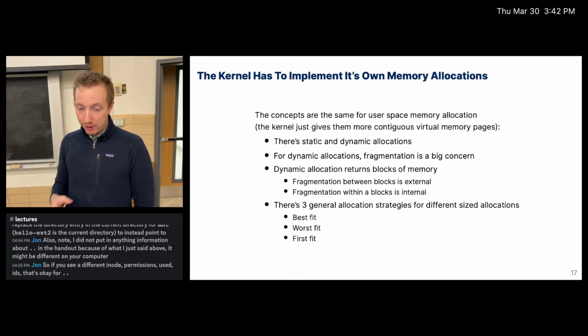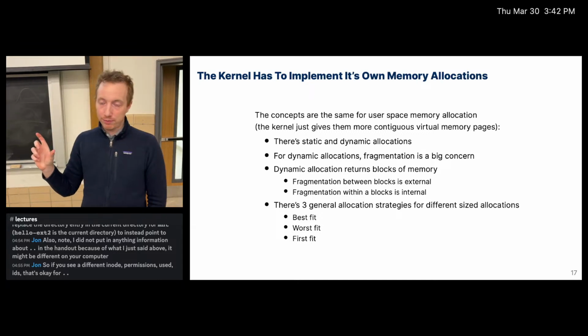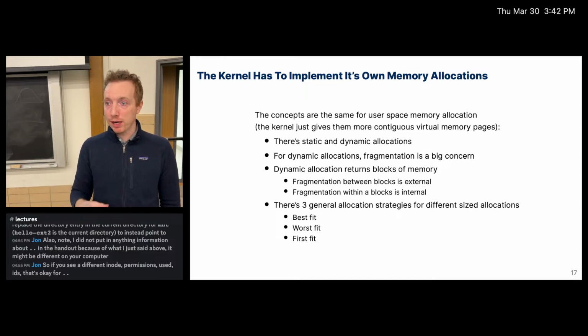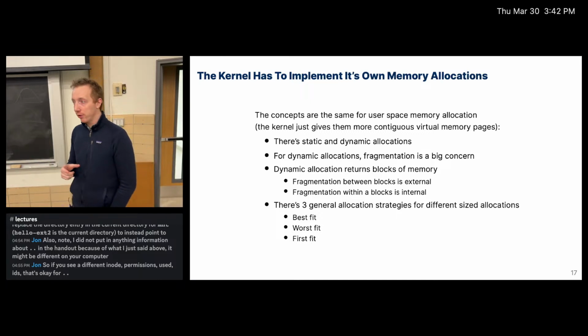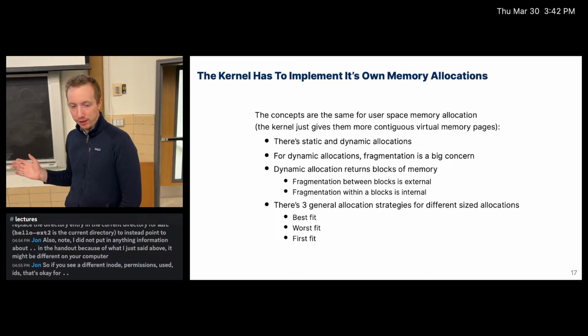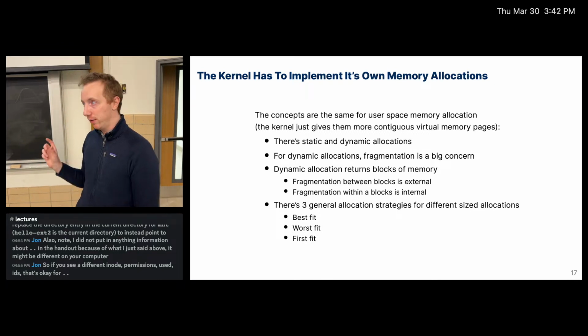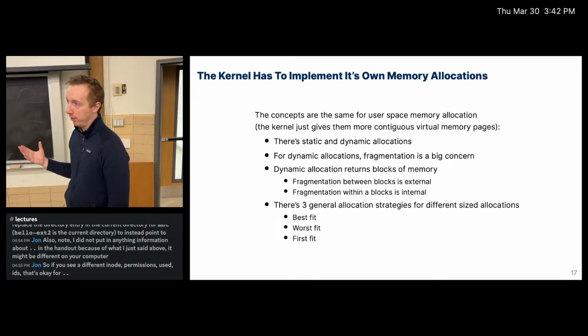So dynamic allocation will return you blocks of memory. The fragmentation between the blocks is called external fragmentation. Fragmentation within a block that the memory allocator is using is called internal fragmentation. And we saw three general allocation strategies for different sized allocations. So worst fit and best fit, which again have to search the entire list, and then first fit, which finds the first free block.